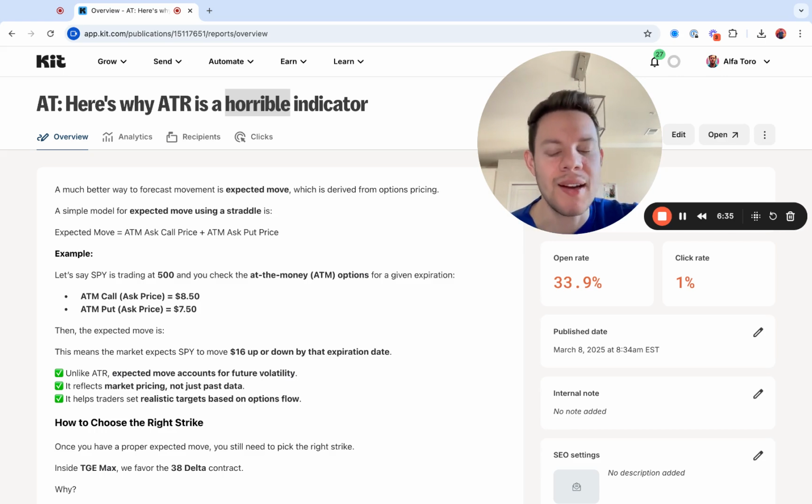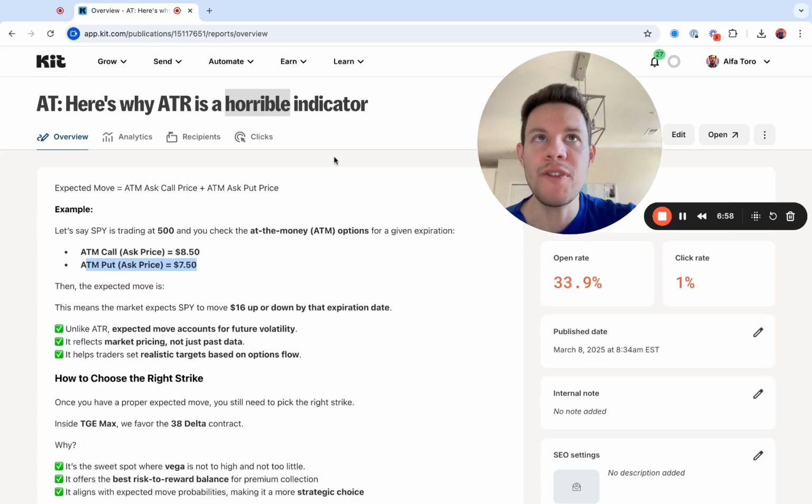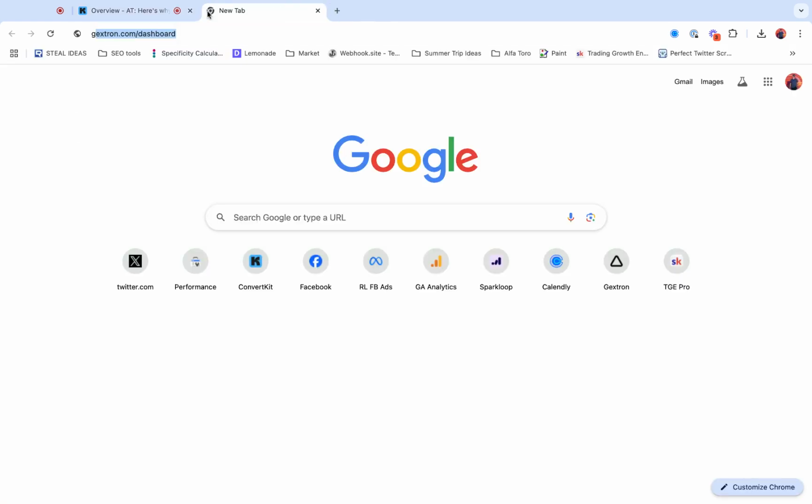it doesn't take into account implied volatility and option flow data, which again has a big say in when the market makers are buying and selling the underlying stock price. Okay, very, very important. So use this formula, and it's easier. You could do it yourself instead of using ATR. If you want something that's faster, you can just use our Gextron tool.